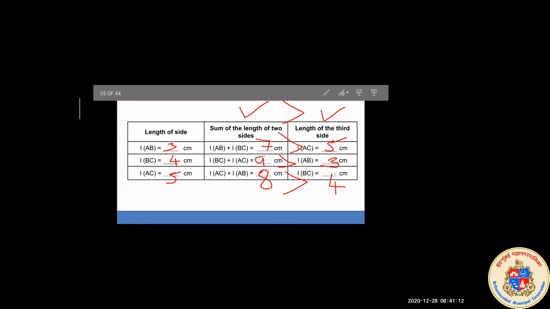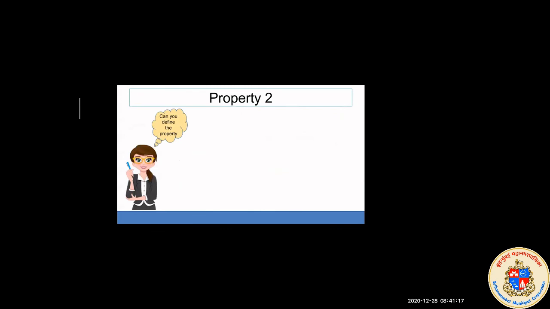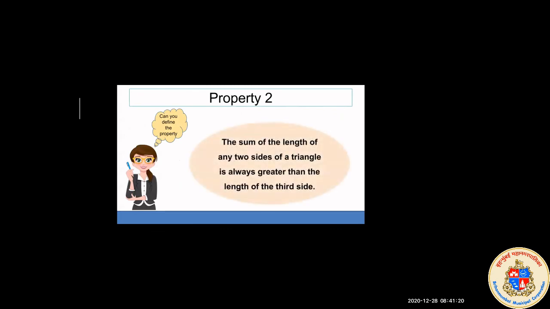This is the second property. Property second, okay, this was your second property. The sum of the length of any two sides of a triangle is always greater than the length of the third side. I am telling you about the sum, that means addition. Don't misunderstand that the first two sides are always greater than the third side, not like that. Sum of any two sides, sum means addition. If you are adding any two sides, the result will always be greater than the measurement of the third side.